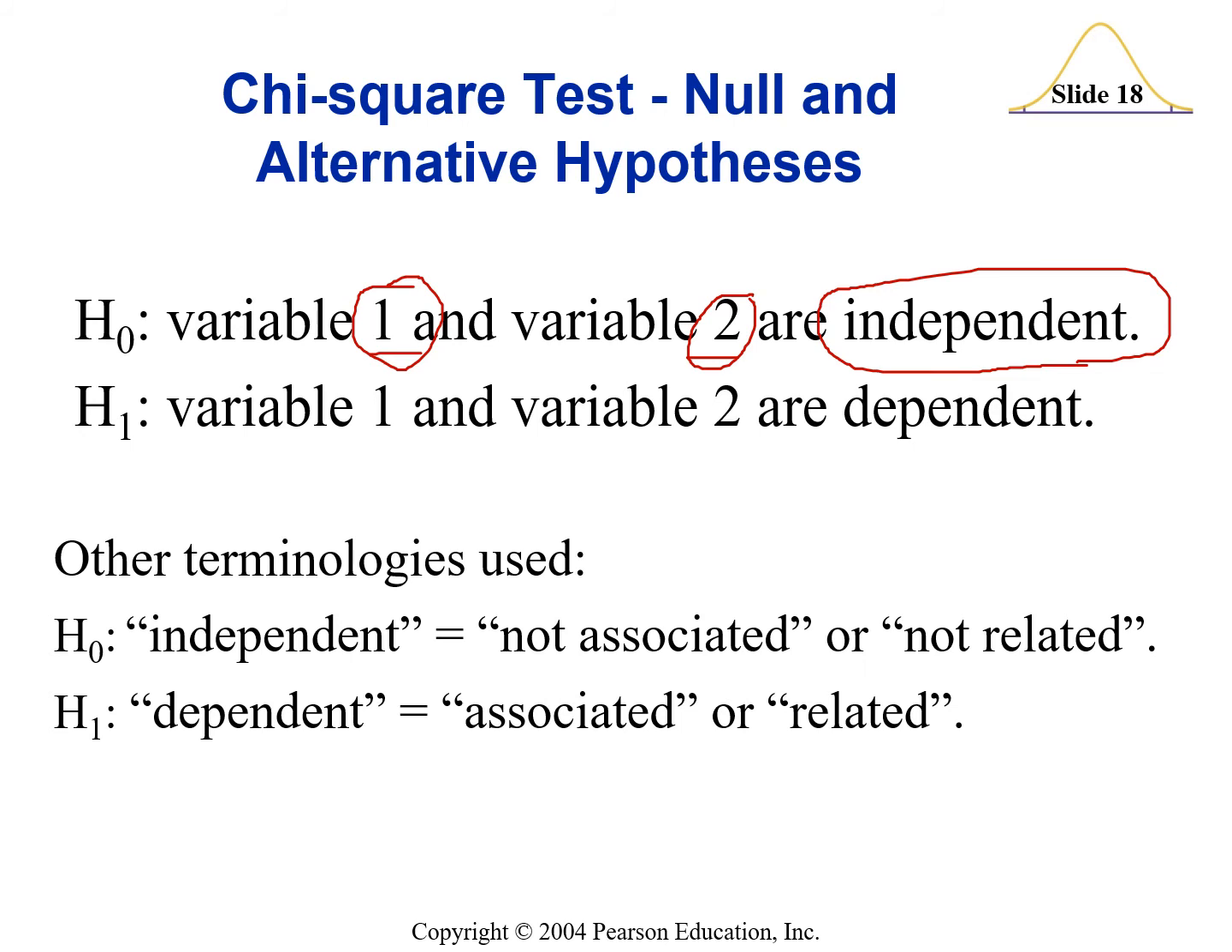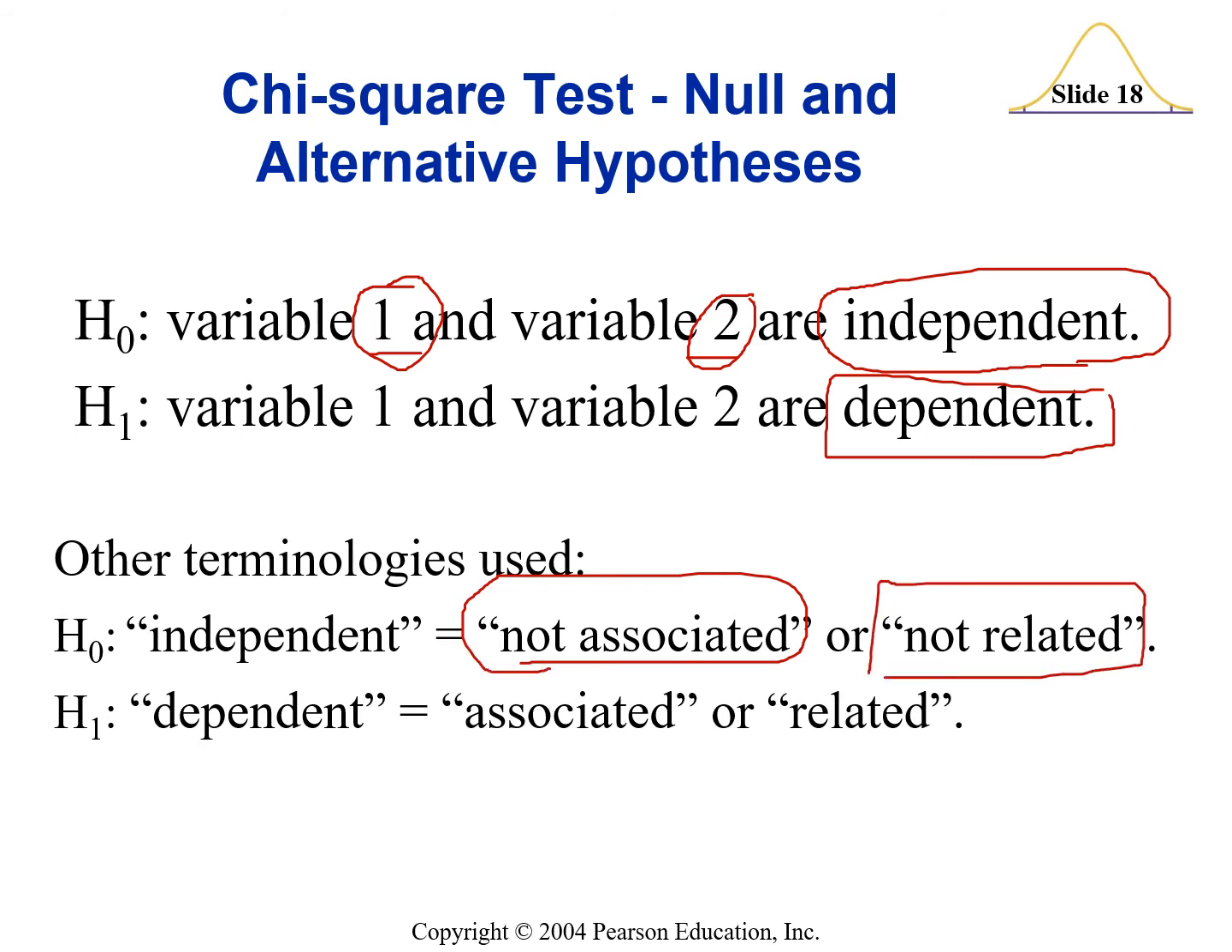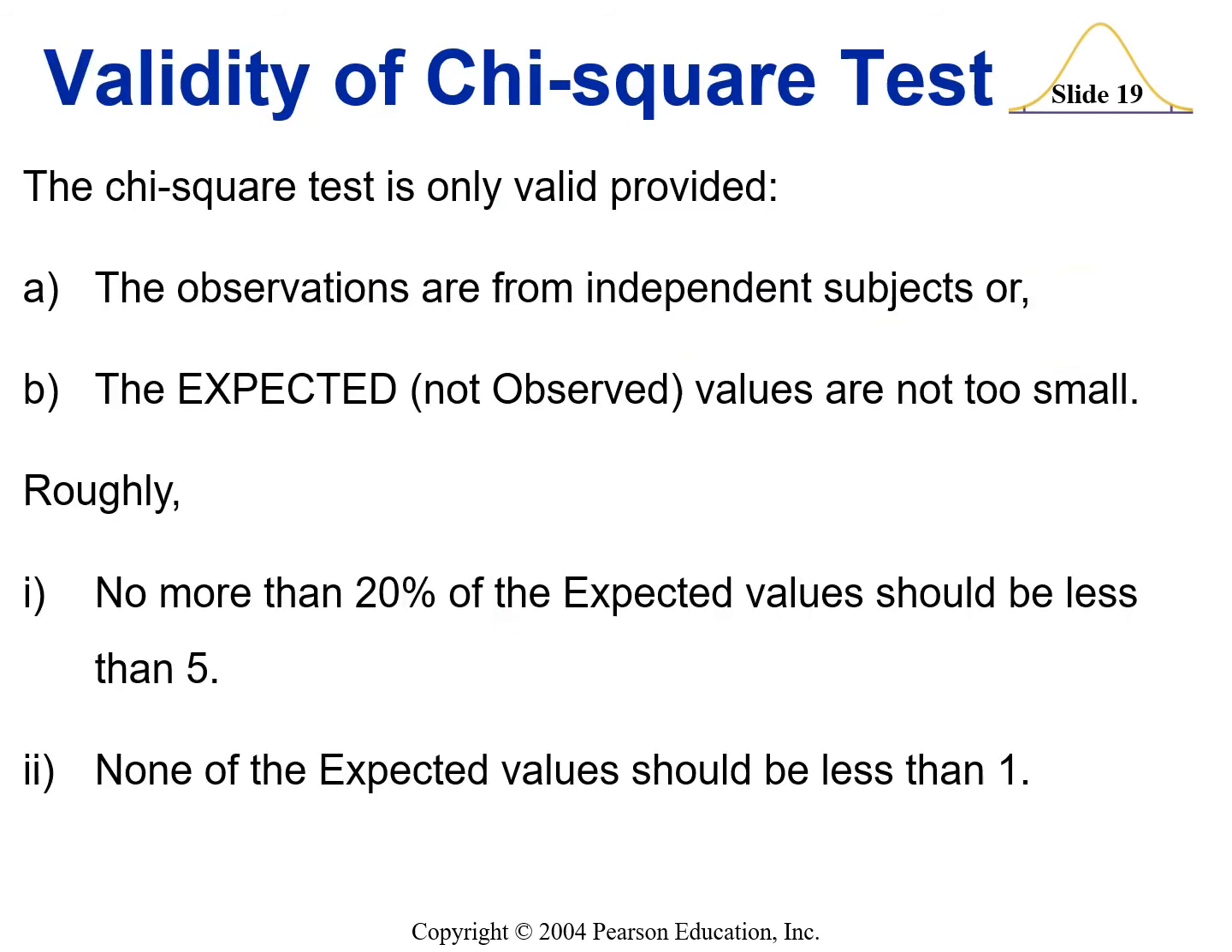In the alternative hypothesis, variable 1 and variable 2 are dependent. There is a relationship. Sometimes it is said that they are not associated, not related, which has the same meaning as independent; associated or related, and so on. Validity of chi-square test.